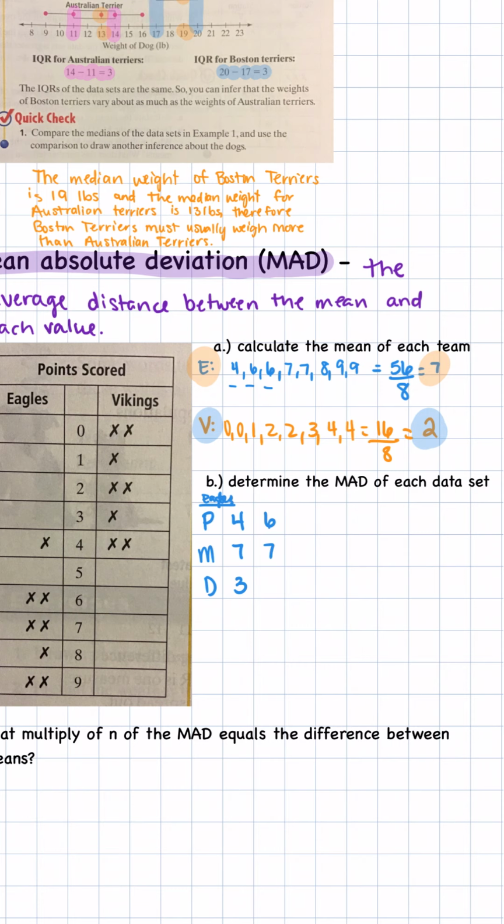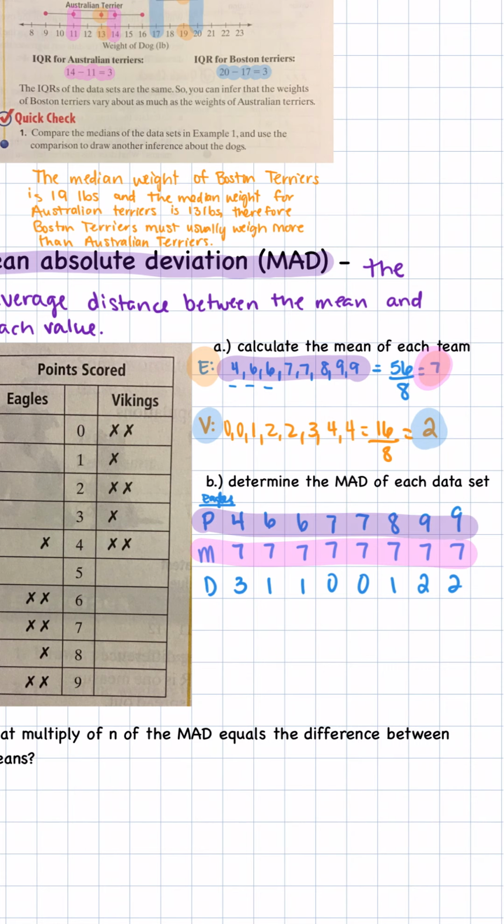So then we have 6. This is still 7. 1, 6, 7, 1, 7, 7, 0, 7, 7, 0, 8, 7, 1, 9, 7, 2, 9, 7, 2. So just to be clear, these are all the mean. I got the mean from up here. These are the points. And then this bottom number is just me subtracting these. And it doesn't matter. Leave the negatives out.